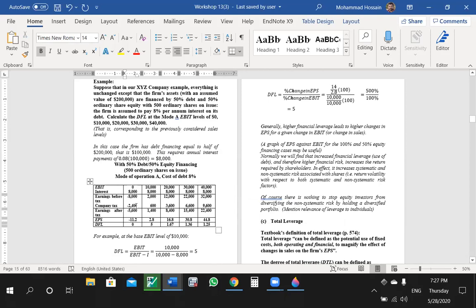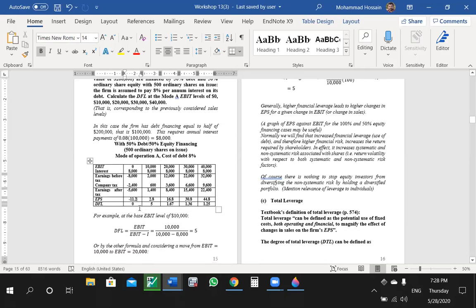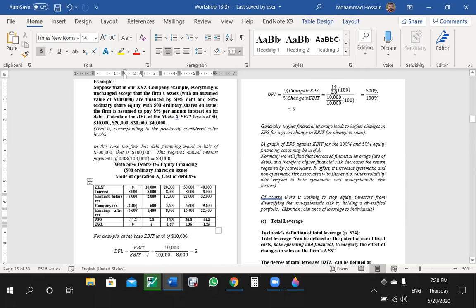Then you pay company tax, 30% corporation tax. You make the payment for that, and the ending amount is earnings after tax. Earnings after tax should be divided by your number of shares issued. And that gives minus 11.2, that's your EPS. And DFL will be 0, since the change in EPS per change in EBIT is 0.